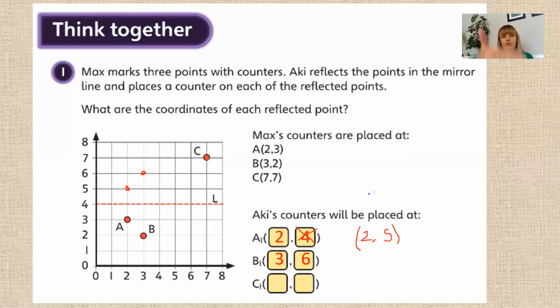But all it means is that you just reflect the other way. So you still count to the mirror line. We go 1, 2, 3. So I'm going to go to the mirror line. I'm going to go 1, 2, 3. I'll just go in the other direction.